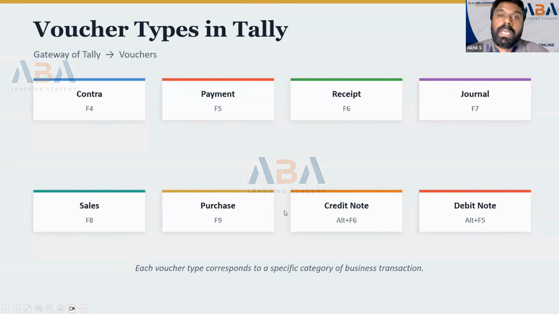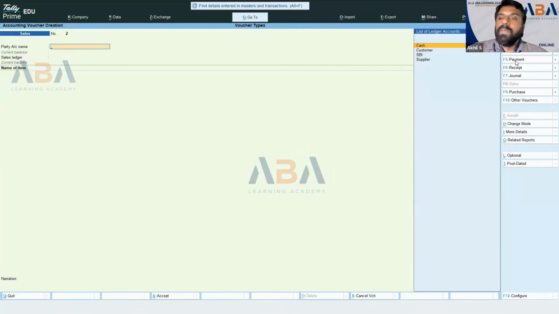Okay. So let's see how this comes in Tally. Okay. So let me open Tally. And here we already see on the right side contra F4, the shortcut key for contra is F4. So right now we are in the sales voucher type. In the top left, you can see accounting voucher creation. So this is the screen where we create accounting vouchers. At the bottom of that, we can see which voucher type we are currently in. Okay. So currently we are in the sales voucher.